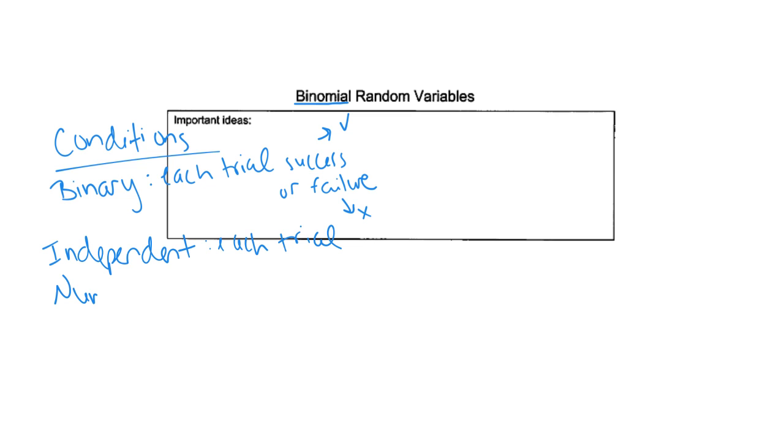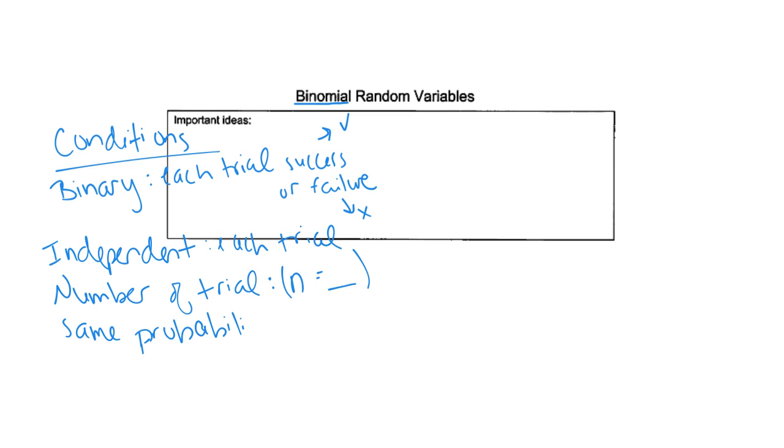There needs to be a set number of trials. For instance, in our basketball example, he had 3 trials, and that is written as lowercase n equals whatever it equals. So again, our basketball example, it equaled 3. And there needs to be the same probability of success each time.